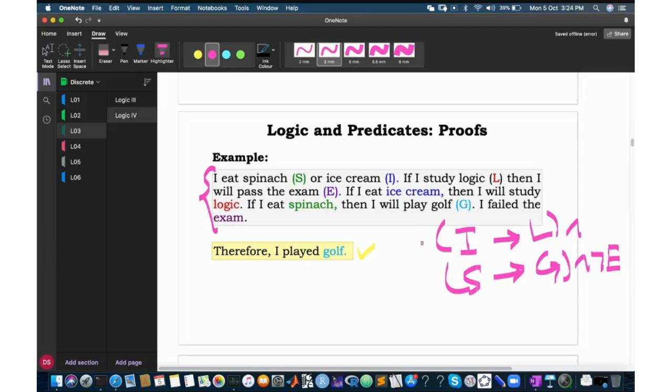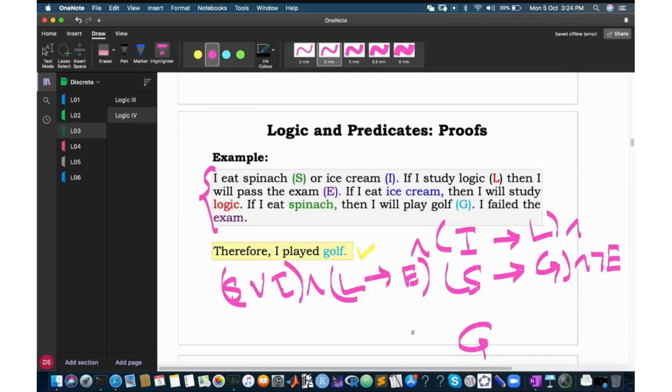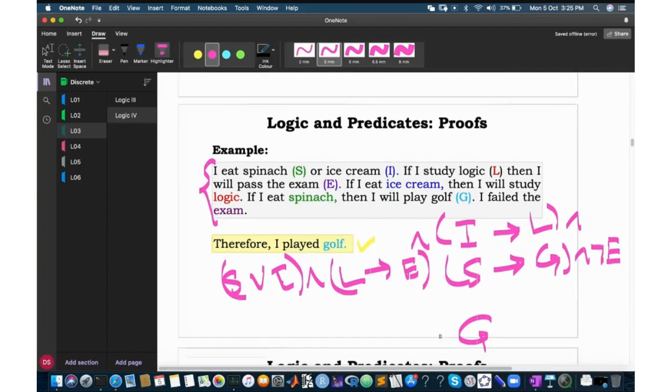Okay. और क्या होगा यहाँ पे मेरे पास? So एक और implication भी है ना, L implies E. Yes. If I study logic, L, yes, L implies E. Okay. And what else is there? So S or I is there. Okay. So this is all the information I have. And from this information, I need to get to this, which is just G, playing golf. Okay. Can I get from all of this jumble to G?